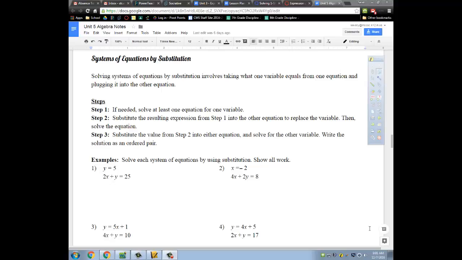Okay, today we're going to be solving systems of equations by using substitution. Last week we did it with graphing, so we're going to see similar problems, just this time instead of graphing, we're going to be solving it algebraically, so with equations.